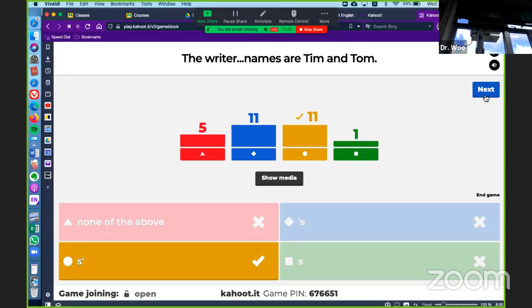Are names more than one, right? More than one are Tim and Tom. More than one name. So how many writers are there? More than one. So there has to be an S. Okay, there has to be an S. So more than one person owns more than one name. So S apostrophe. More than one writer, more than one name. S apostrophe.